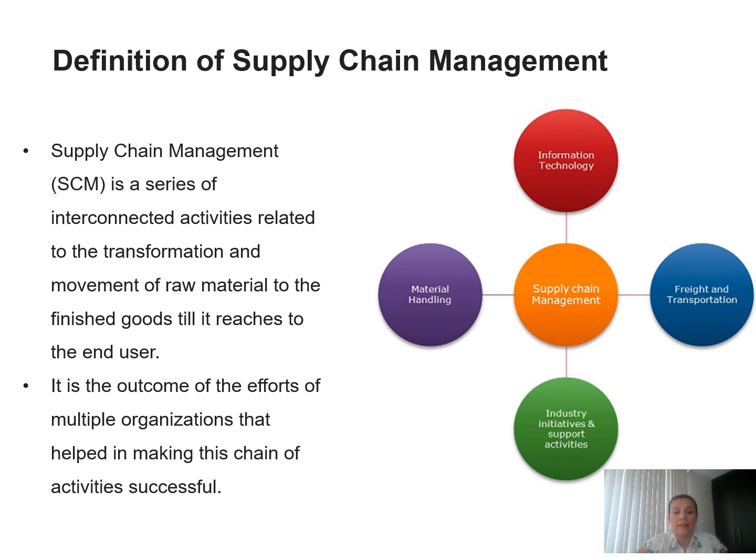On the other hand, supply chain management, if we go into details, is a series of interconnected activities. This is another graph that summarizes all the things that are interconnected between the information and the processes running through the supply chain. You have the information technology, all of the transportation, material handling for the production, and the industry initiatives that support these activities. So it includes the movement of raw materials to the finished goods to reach the end user.